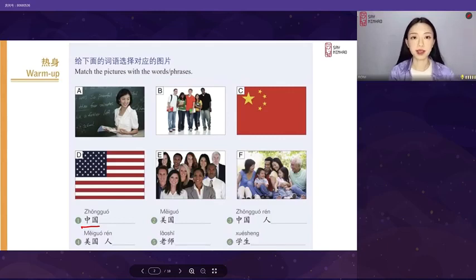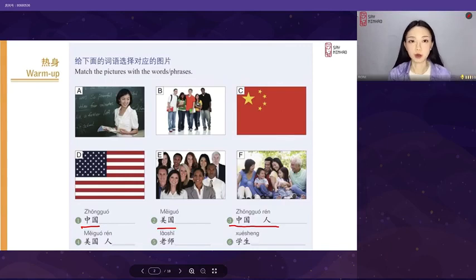中国. I think some of you might already know what this means. It actually means China, right? The People's Republic of China. And next one is 美国, the United States of America. It means America, 美国.